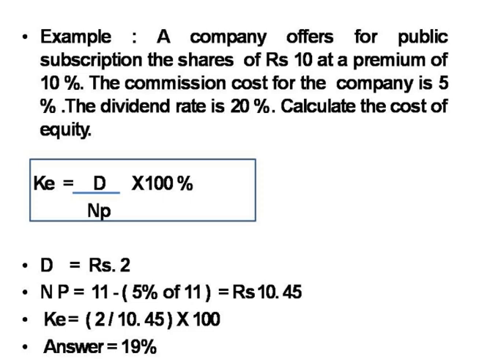The 10% premium on 10: 10% of 10 is 1. So 1 plus 10 is equal to 11. So 11 is not your net proceeds. Again, you have been given the commission cost, so you have to deduct 5% of 11 and you get the net proceeds 10.45. If we put all those values in the above formula, we get KE, that is 19%.